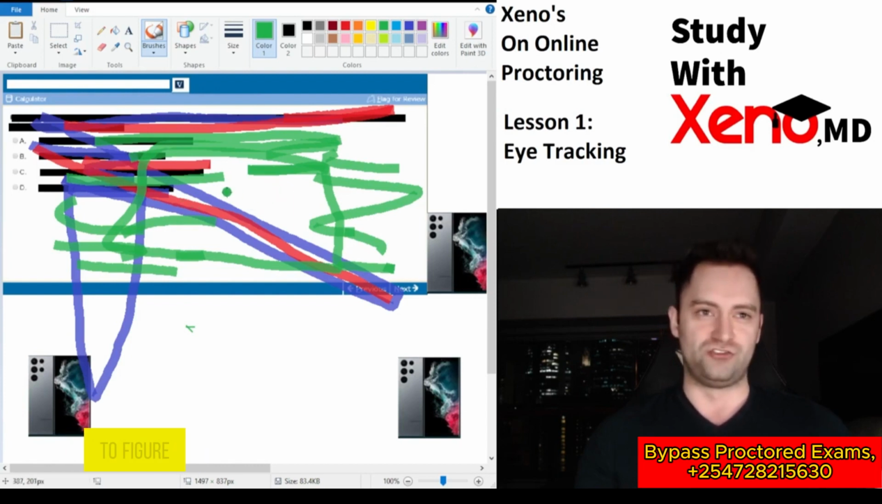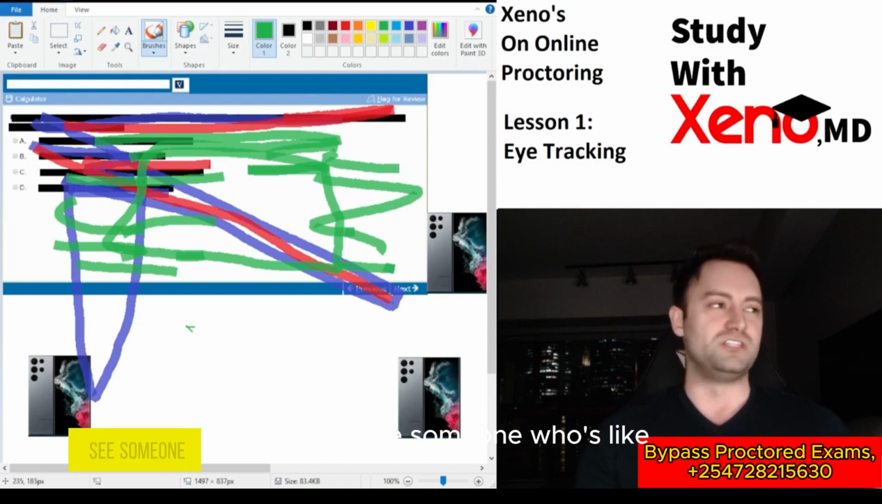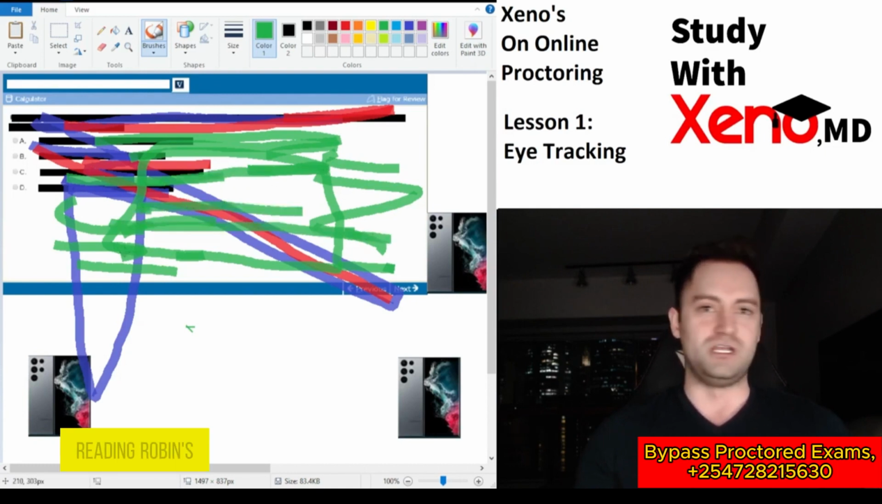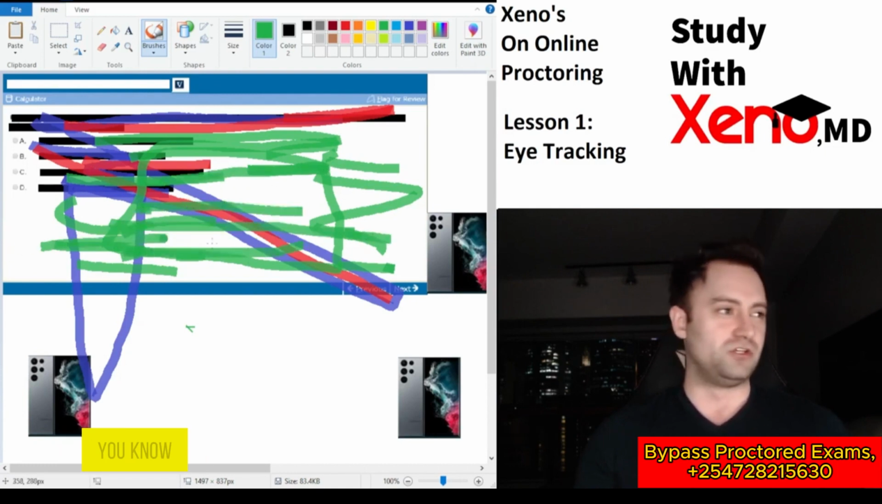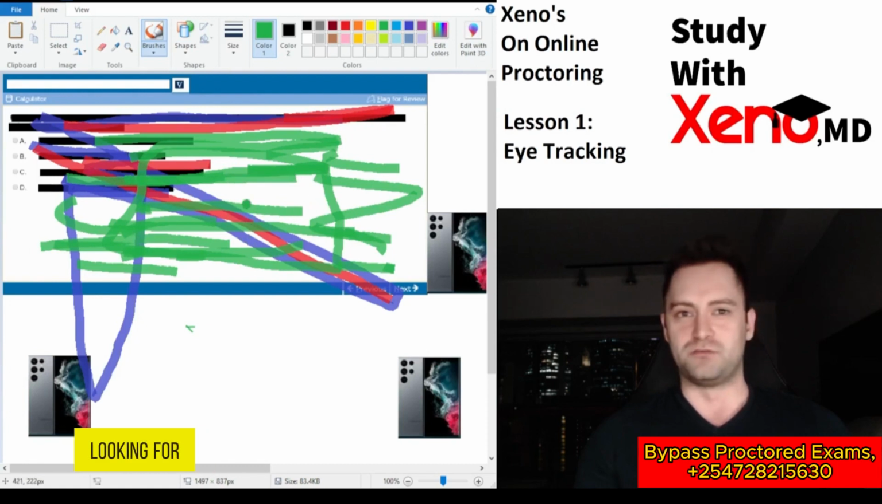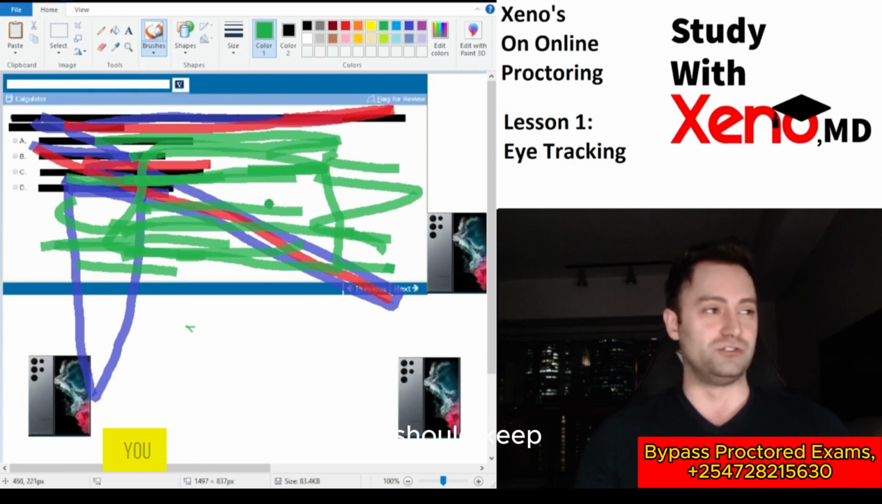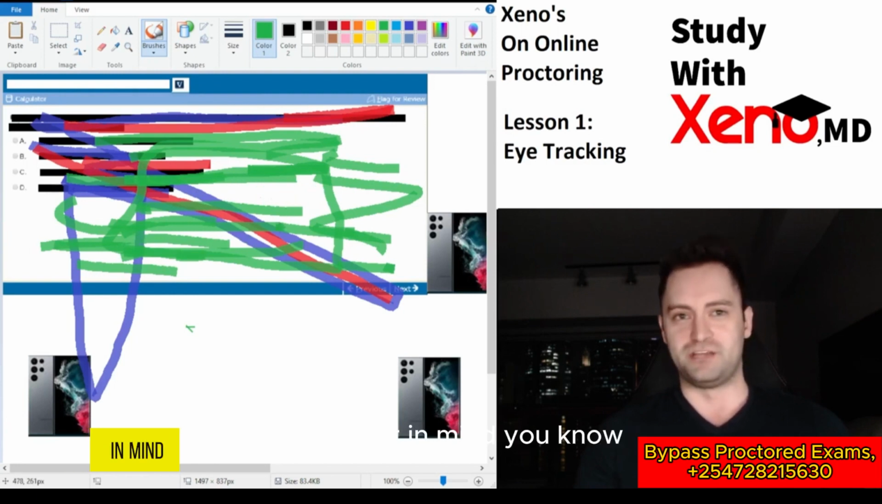So, just because you don't look away from the screen, don't think that means that it's impossible for the eye tracking to figure out that something's wrong, because honestly, I swear, it is so much more obvious than you think when you see someone who's straight up reading Robbins Pathology, or whatever book they're reading, looking for their answer. So, you should take the eye tracking seriously, and you should keep a lot of that in mind.